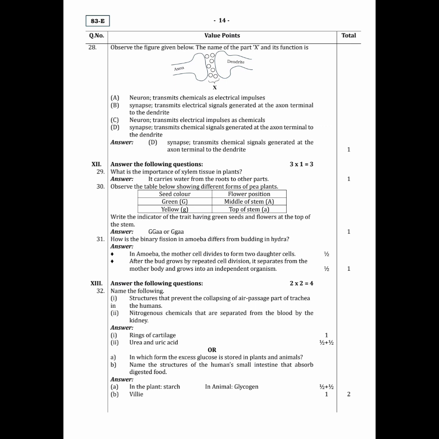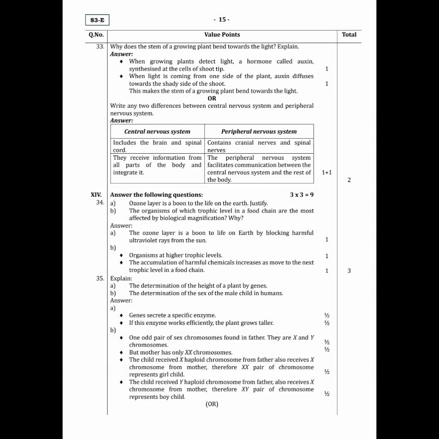Or in which form the excess glucose is stored in plants and animals? Answer, in plants starch, in animals glycogen. Subquestion B. Name the structures of the human small intestine that absorb digested food. Answer, villi.